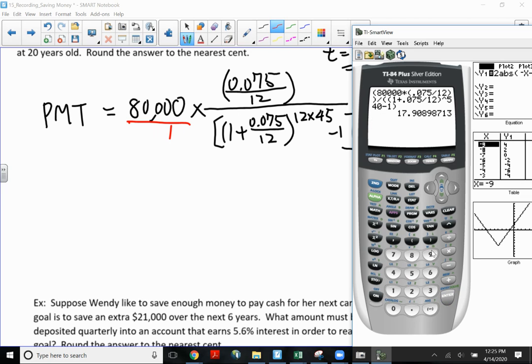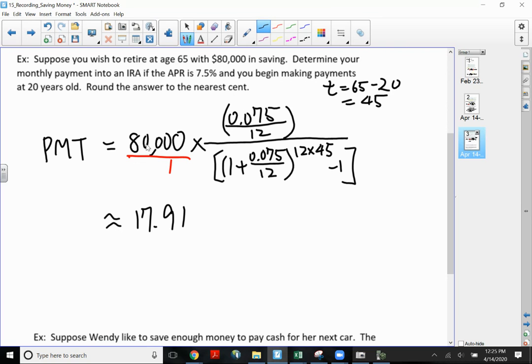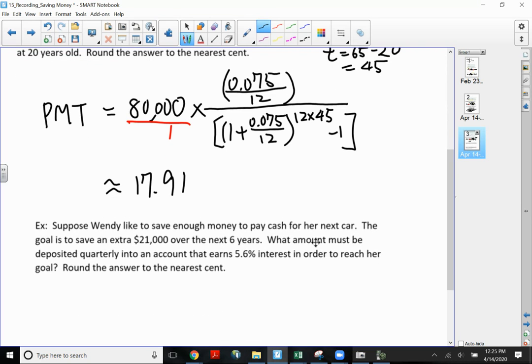Voila. So what I need to pay is $17.91. That's all the payment I need to make in order to end up with $80,000 after 45 years.